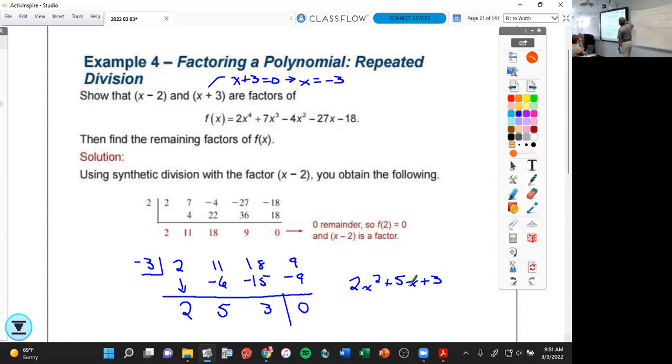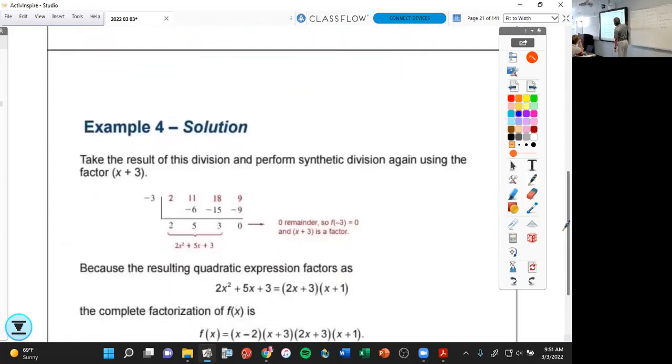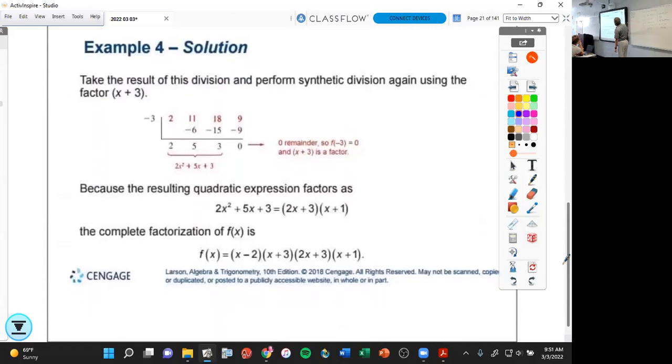Okay, they plugged it into the depressed polynomial, and they got 2x squared plus 5x plus 3. We could factor that into 2x plus 3 and x plus 1, which now allows us to have all 4 factors of our quartic. Moving on.